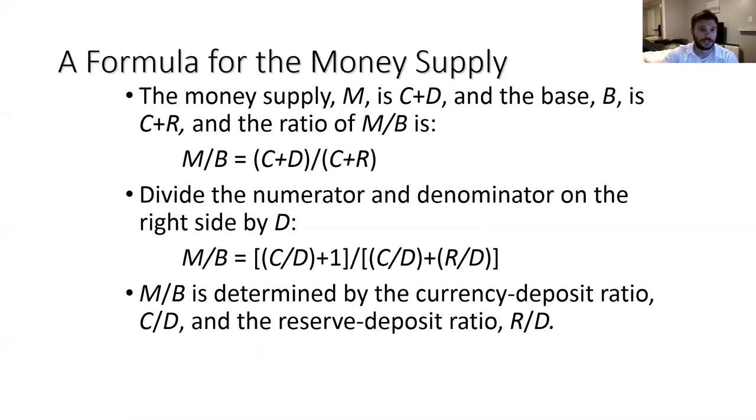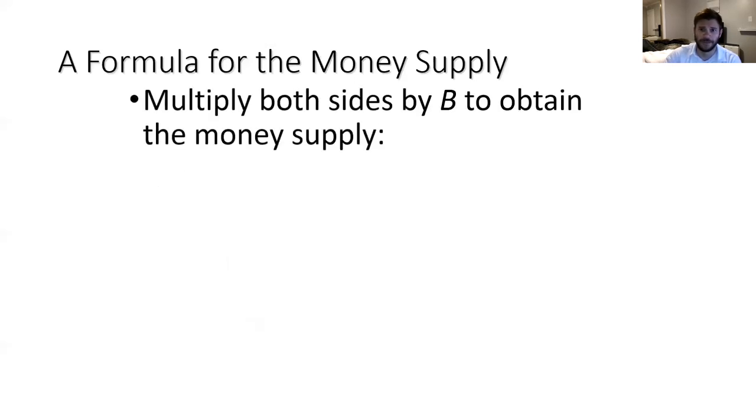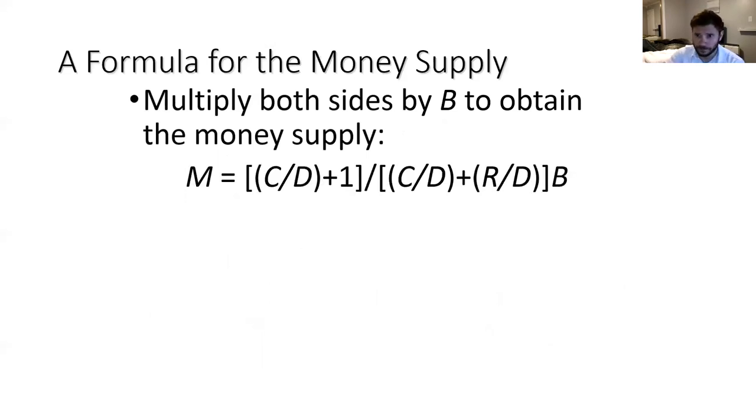Okay, so the key feature to see here is that the ratio of the money supply to the base is really determined not by anything that the Fed controls directly, but by these two behavioral variables: the currency to deposit ratio, which captures the behavior of consumers, and the reserve to deposit ratio, which captures the behavior of banks. Okay, so if we were to multiply that last line through by the base, then we wind up with the following relationship, and that shows us really how the money supply is determined.